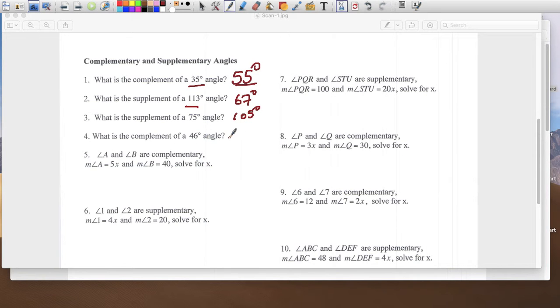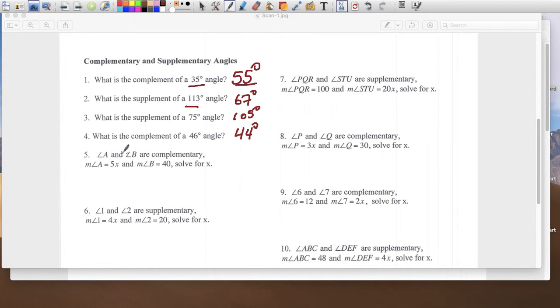Complement of a 46-degree angle. So if one is 46, a complement, both angles should be added. The sum should equal 90. So if one is 46, the other one is 44. If you add 46 plus 44, it gives you 90. So that's what they're asking us to do.